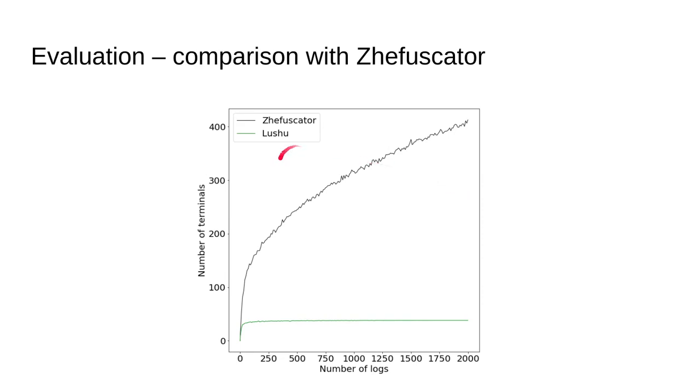And finally, a comparison with the previous tool. The previous tool was called Zhefuscator. It did basically what Lushu does, but with a worse grammar. So the language recognition was worse. It was not able to merge tokens into regular expressions like we do.